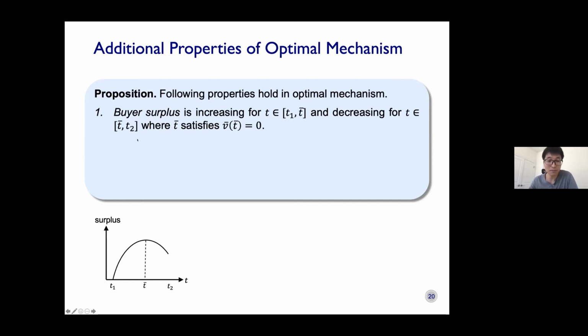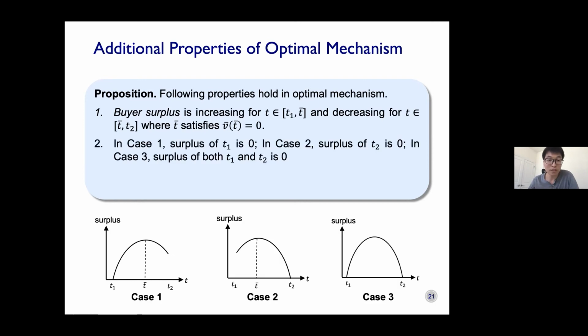In this figure, we can see that buyer type T1 has surplus 0, and T2 has a non-positive surplus. That turns out to be just one of the cases, case 1. For case 2, buyer T2 is going to have 0 surplus, and T1 will have a positive surplus. And in case 3, both T1 and T2 are going to have 0 surplus.